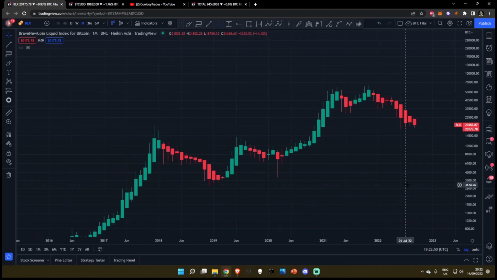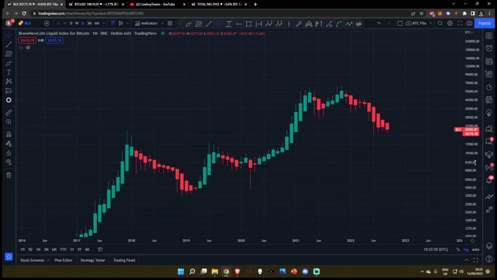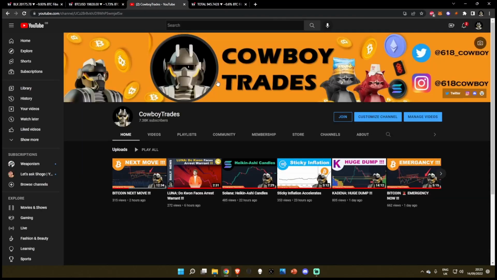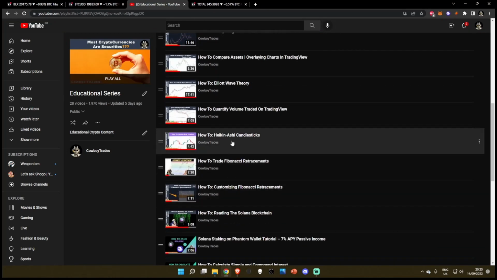You might be wondering, what are these Heikin-Ashi candles? How are they calculated? Why do traders use them? There's a lot of questions you might have on these, and especially why they look like this. So if you're looking for a more in-depth explanation of how the Heikin-Ashis work, how they're calculated, how to use them, I definitely recommend heading over to my channel, clicking on playlists, going over to the educational series, and you can see it's about 10 episodes down, how to Heikin-Ashi candles, a 5-minute video. If it's not in there, you don't need to know it.